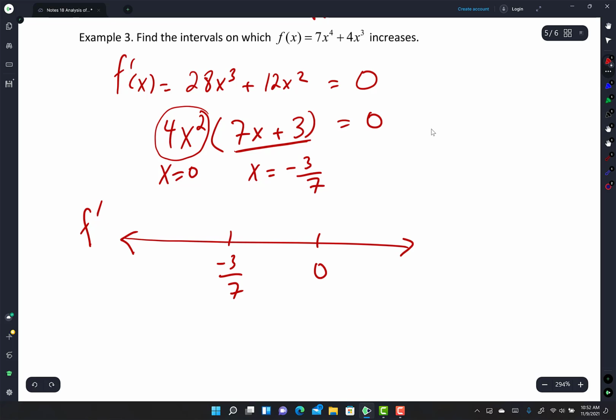So if I choose a number to the left of negative 3/7, like negative 1, 7 times negative 1 is negative 7. Negative 7 plus 3, negative number. Do you guys see that? If I choose a number like negative 2/7, which is between negative 3/7 and 0, then negative 2/7 times 7 is negative 2. Negative 2 plus 3 is going to be a positive. And if I choose a number bigger than 0, like 5, then I'm going to get a positive again. All ready? Okay.